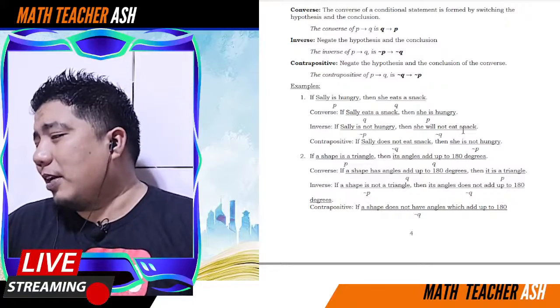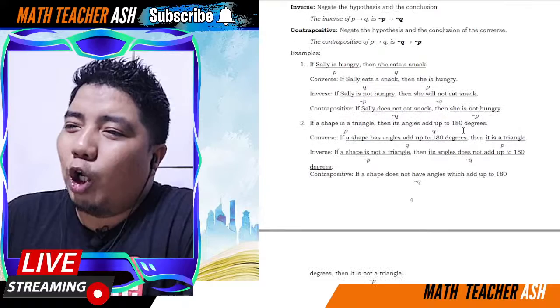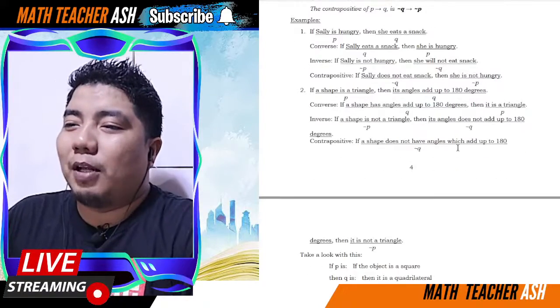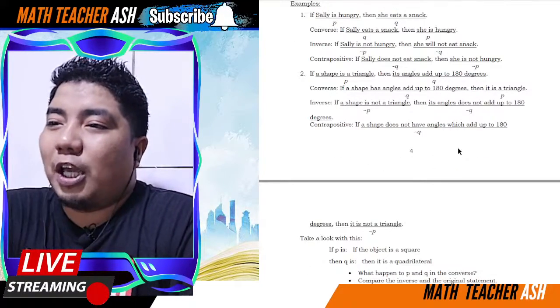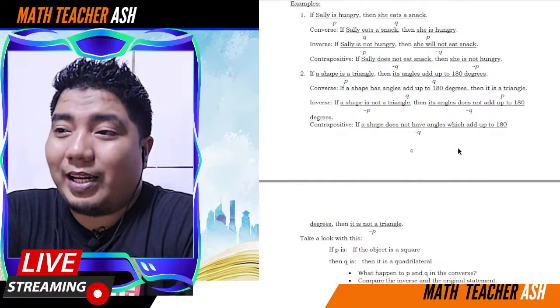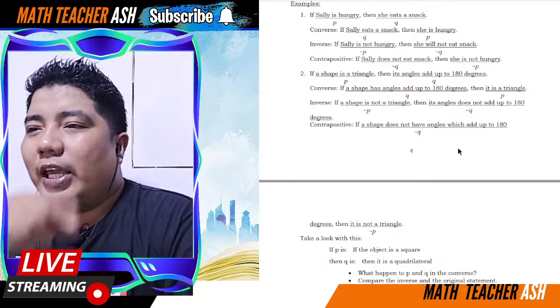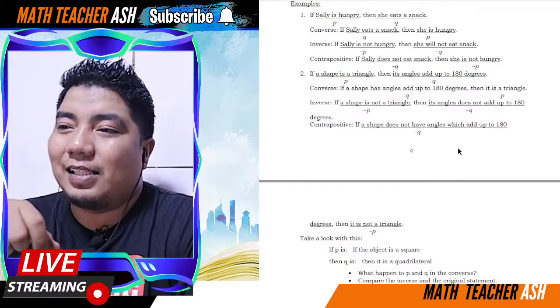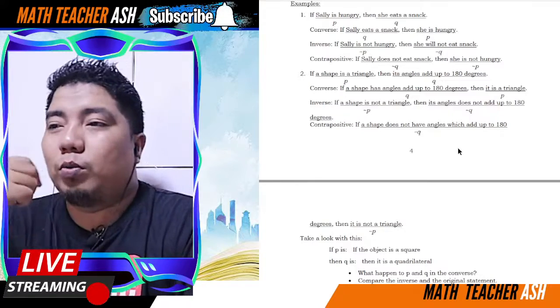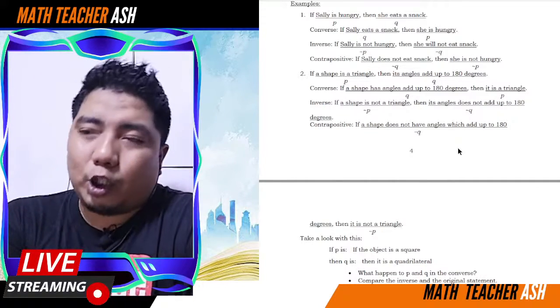Ganon lang kadali, my dear math learners. Easy, right? Now, let us go to example number 2. If a shape is a triangle, then its angles add up to 180. Converse niyan, babaliktarin mo lang: if a shape has angles that add up to 180 degrees, then it is a triangle.